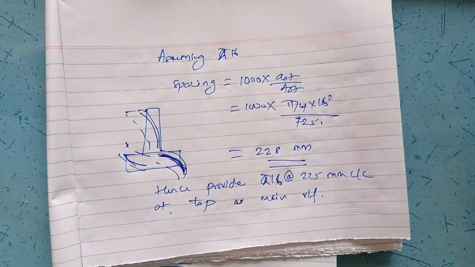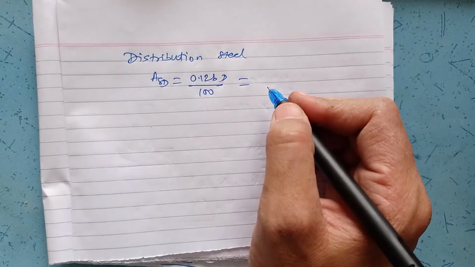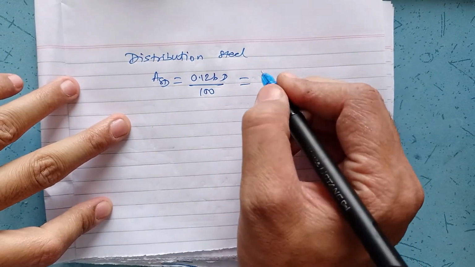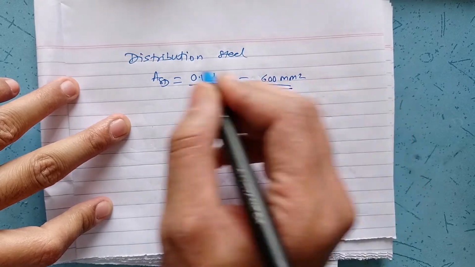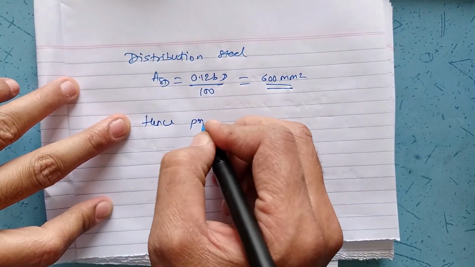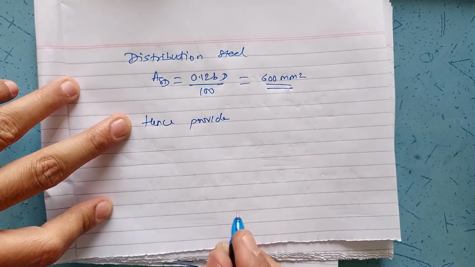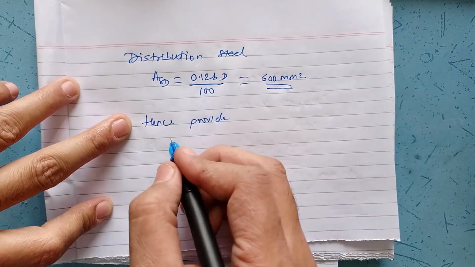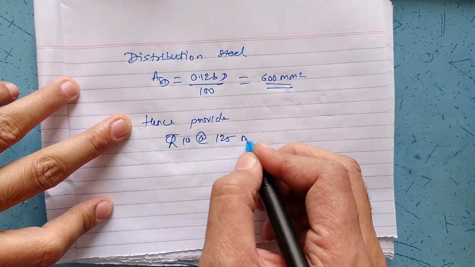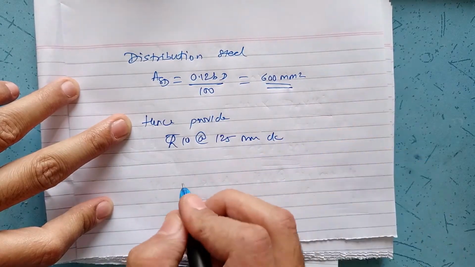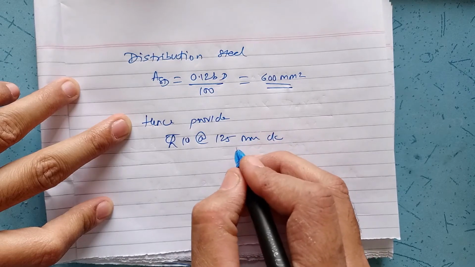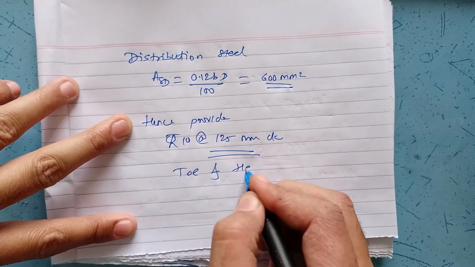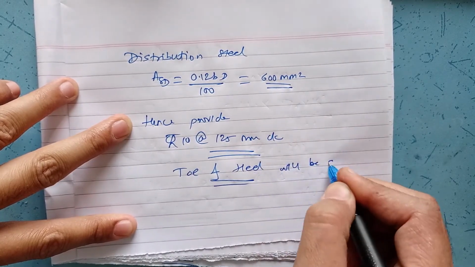Now we will calculate the distribution steel, and distribution steel will be calculated by the formula 0.12 bD by 100, that is nothing but 0.12% of the area, and it comes to 600 mm square. Hence provide. Now in the previous step of design of toe slab, we have calculated the distribution steel, and as the dimensions are the same, hence provide torque 10 at 125 mm center to center as distribution steel. Hence distribution steel in the toe and heel slab will be the same.